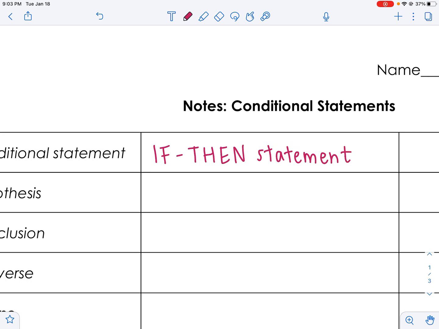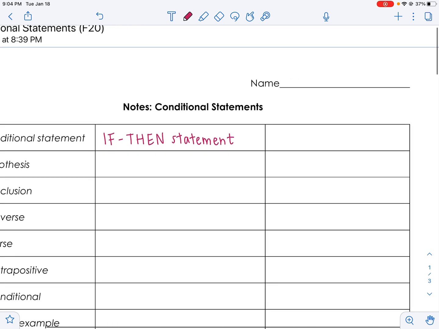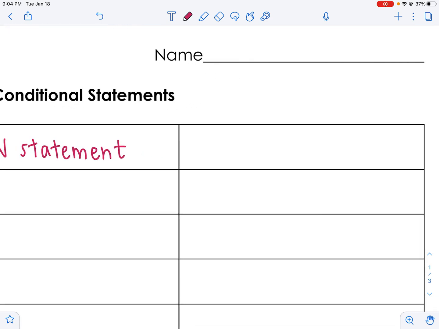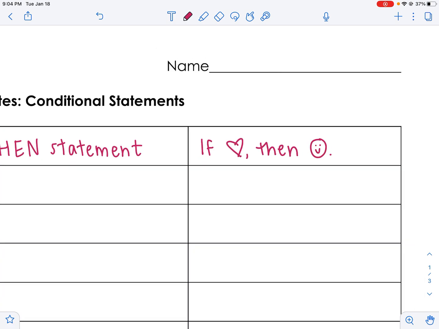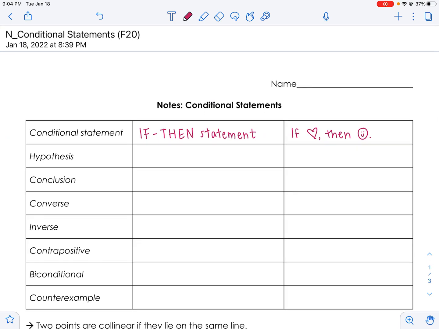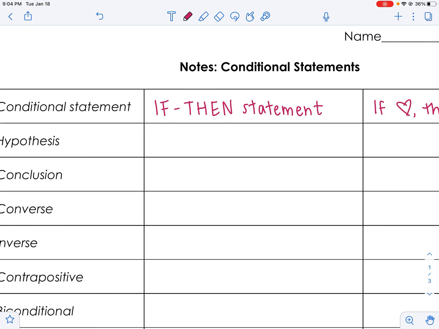And to keep it simple for now with these examples, I'm just going to use some symbols. So instead of writing out a full sentence, I'm going to say if you're in love, or if heart, then you're usually happy. So smiley face. That's our if-then statement. Now the hypothesis is the part that comes after the if. And if you guessed it, the conclusion would be after the then.